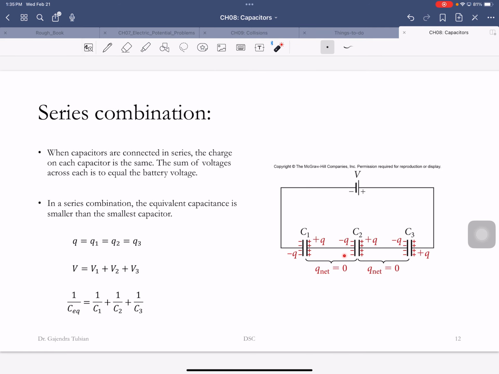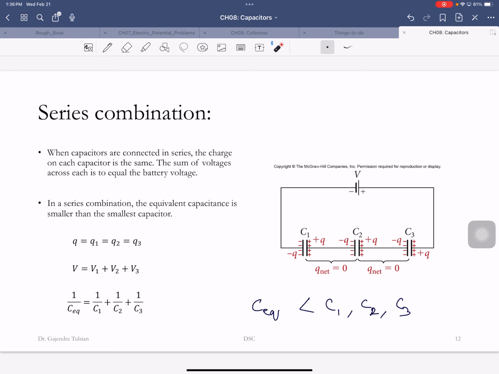Here is what is called a series combination. Now, let's say you have a bunch of capacitors, and what you want is a smaller capacitance. For instance, you have a 5 microfarad, 10 microfarad, 15 microfarad, and you wanted something smaller. Then you would connect them in series, and the equivalent capacitance, it turns out, will be less than any one of them. And the value of the equivalent capacitance is given by that.